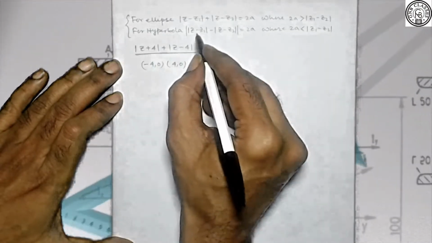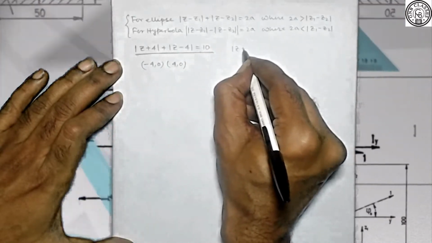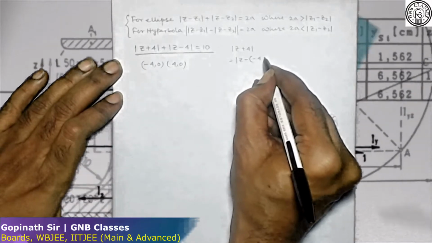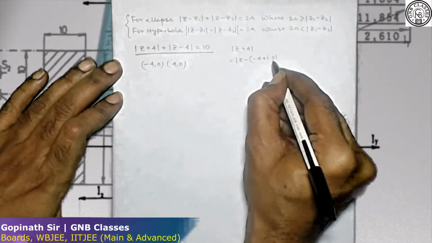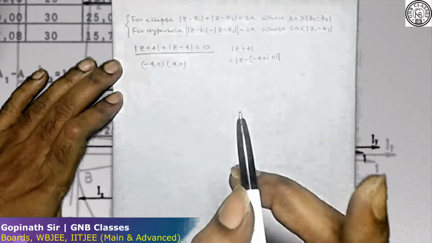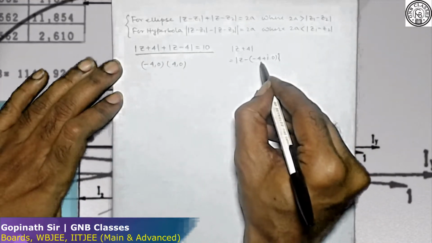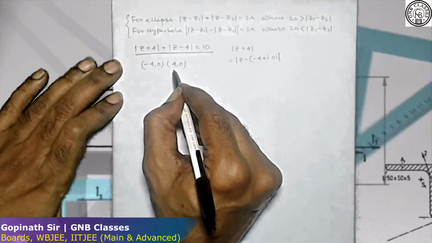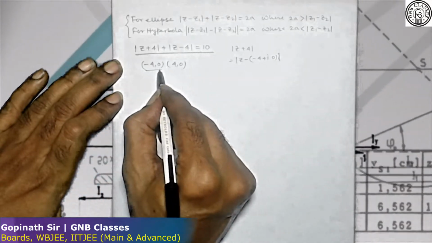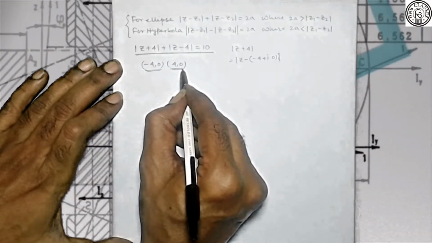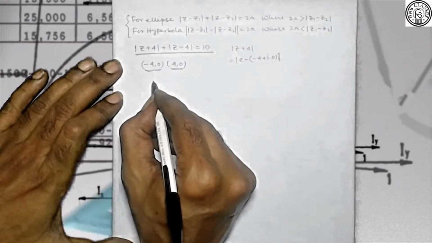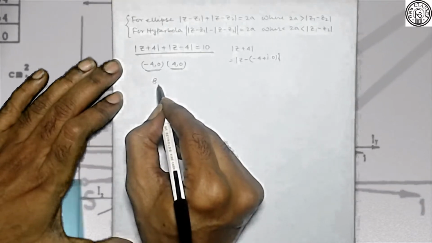Because actually, mod of z plus 4 means what? It is basically mod of z minus (minus 4 plus i0). Correct? Therefore, one focus will be at minus 4 comma 0, and the other one, from the same argument, will be 4 comma 0, right? So one is minus 4 comma 0, another one is 4 comma 0. Now what is the distance between these foci? It is 8. The distance between the foci is 8.